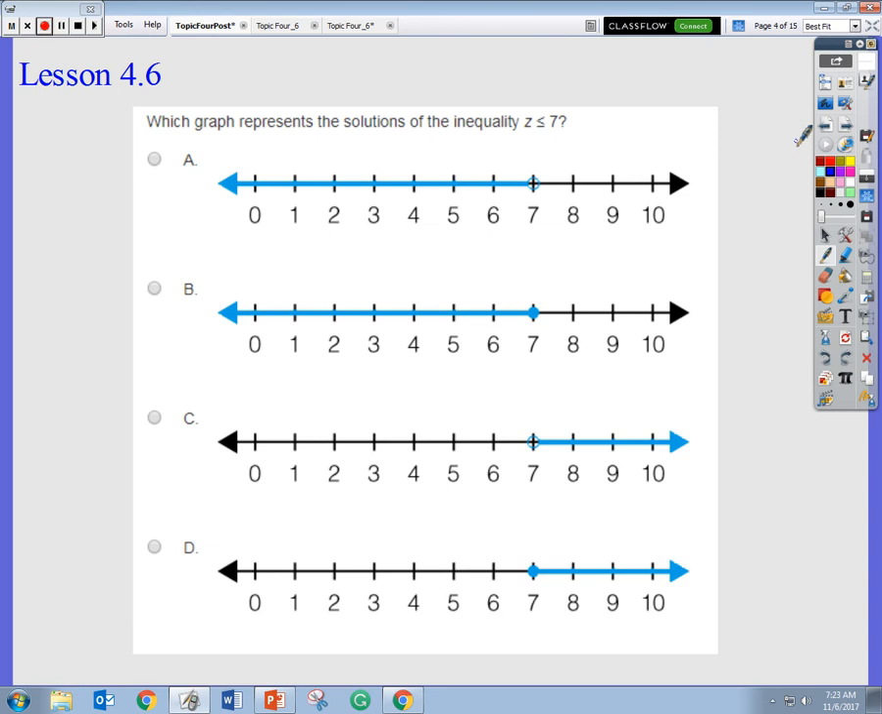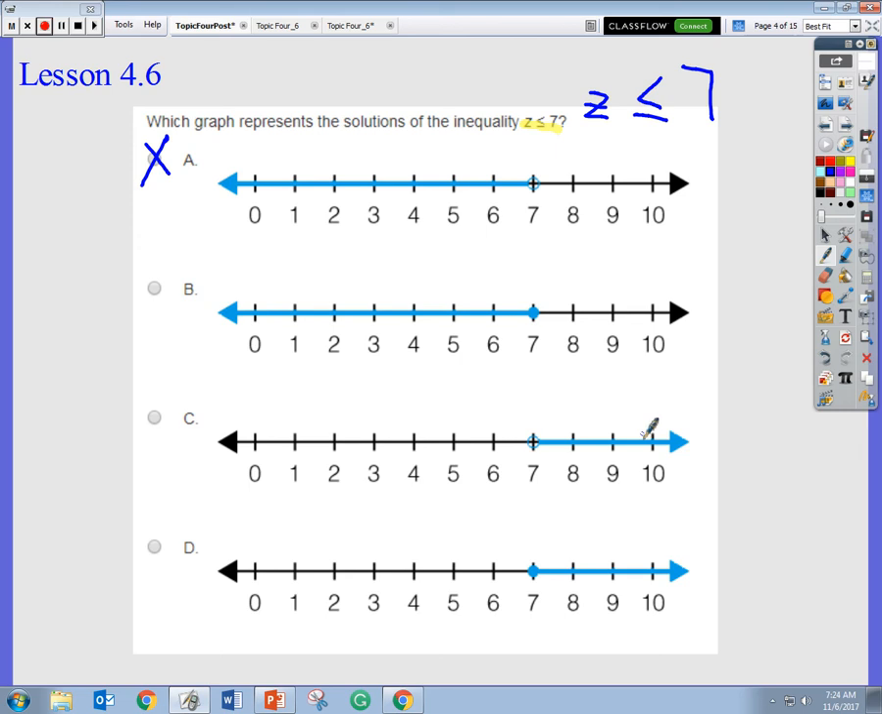Which graph represents the solutions of the inequality Z is less than or equal to 7? First thing I noticed, because it's less than or equal to, that means the 7 is included in the solution set, meaning the circle should be filled in. Circle's open, that means 7's not part of the solution set. That's incorrect because here it says equal to, so it could be 7.